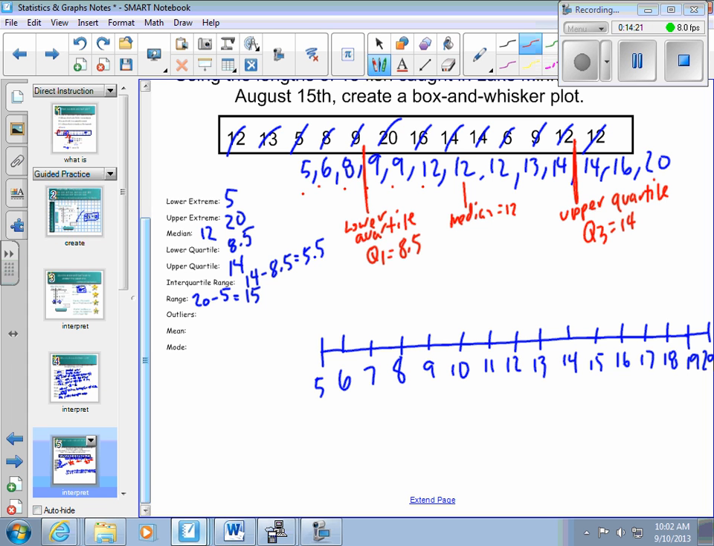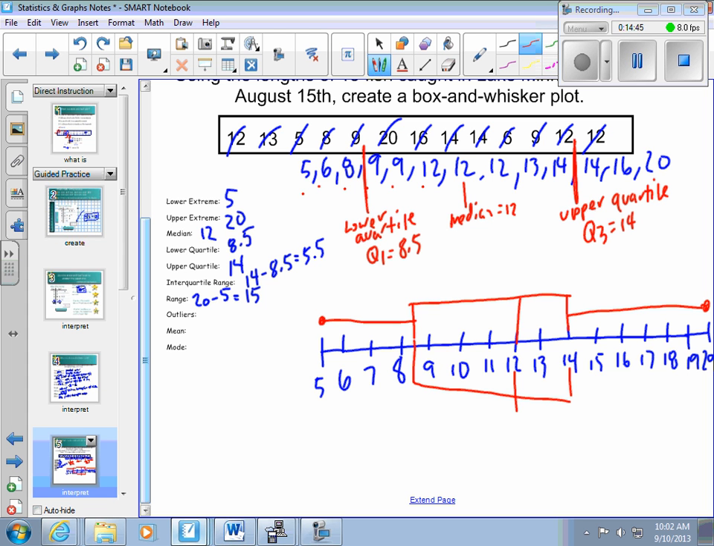So our box, our median is 12. So there's the middle of our box. Our Q3 is at 14. And our Q1 or lower quartile is at 8.5, which is between 8 and 9. So there's the box. Now you draw the whisker out to your lower extreme and your upper extreme.